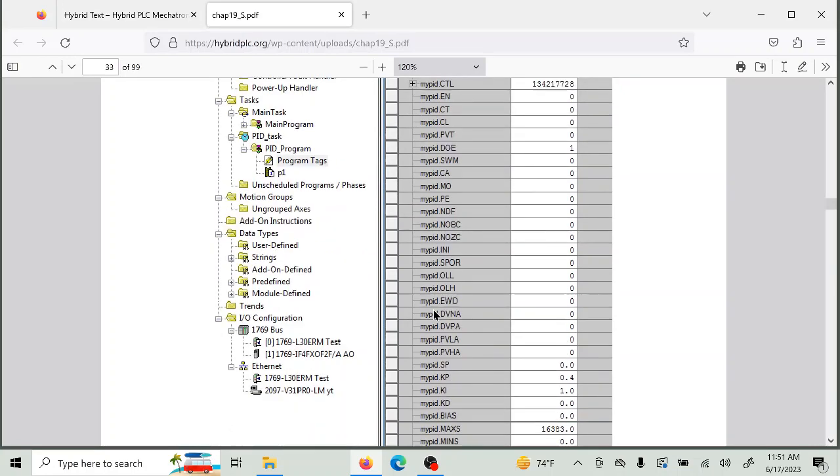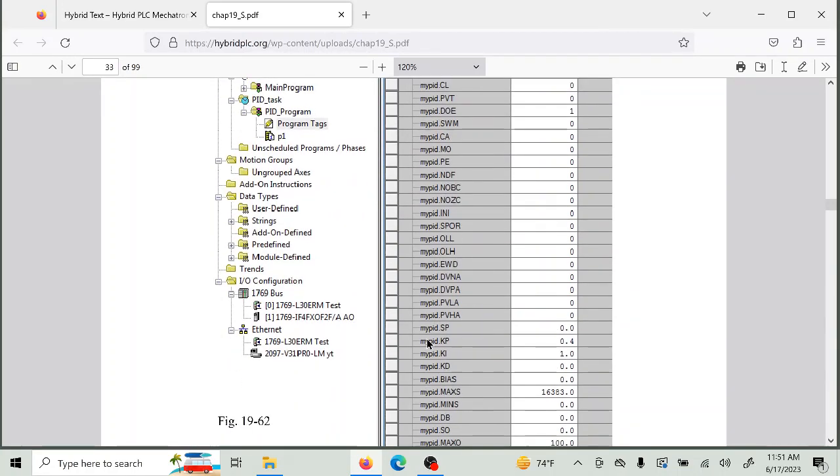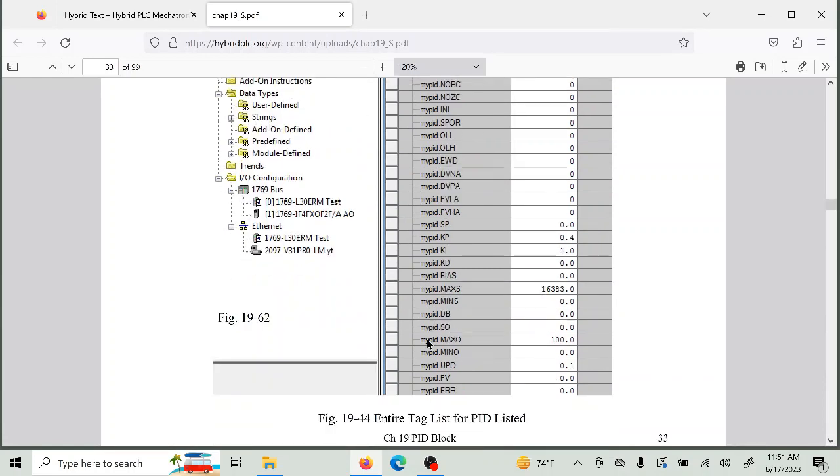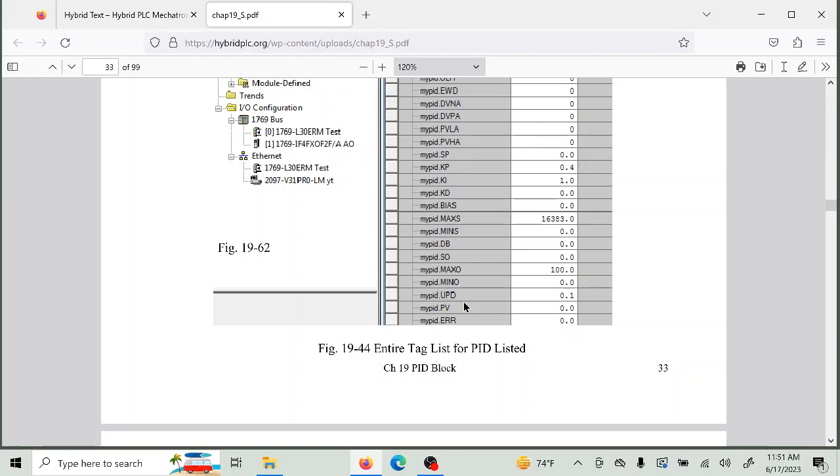And again, this is the listing of all the variables inside the PID algorithm. You have to set up some of them. You don't have to set up all of them, but there are some that you definitely have to set up. There are my tuning parameters: 0.4, 1, and 0. So those are my 3 tuning parameters for water.